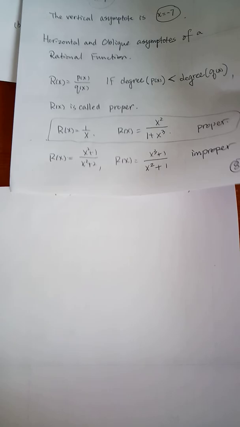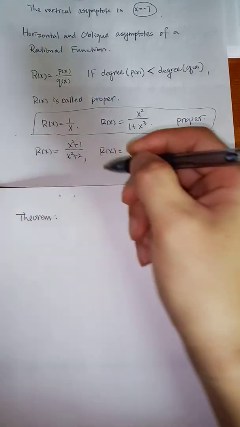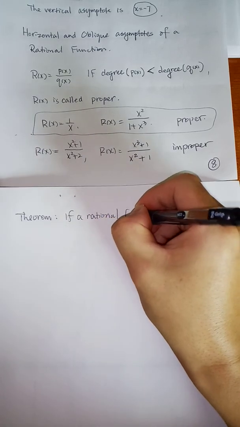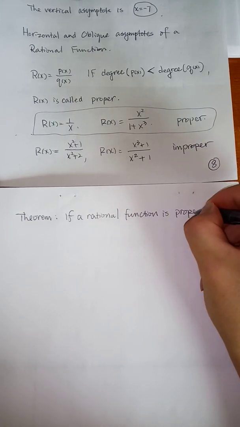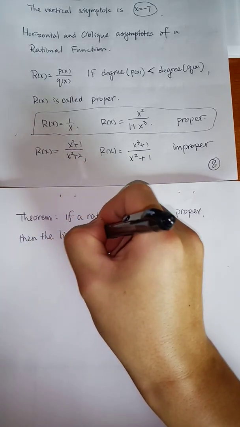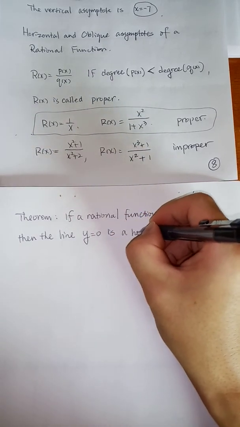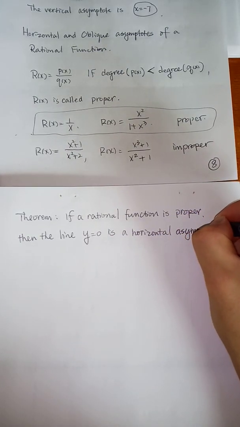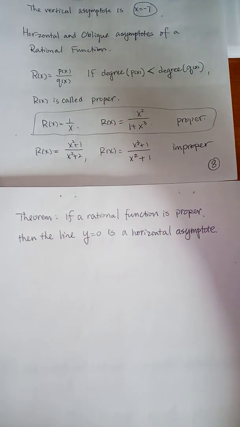And in this case, we have a theorem. We say if a rational function is proper, then the line y equal to 0 is a horizontal asymptote. Actually, it is a unique horizontal asymptote.